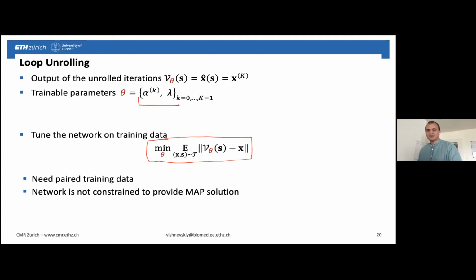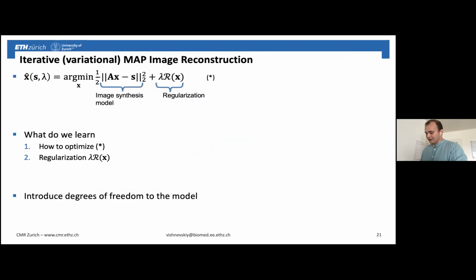In this case, the solution will not be the maximum a posteriori estimate that is based on the probabilistic model that we initially constructed. It will be the mean of the posterior that is assumed. But okay, at this point, it's not really a neural network, right? We have only around 11 parameters to learn. So what we learned at this point is how to optimize our cost function and how to choose the regularization weight. But we might want to introduce more degrees of freedom here.